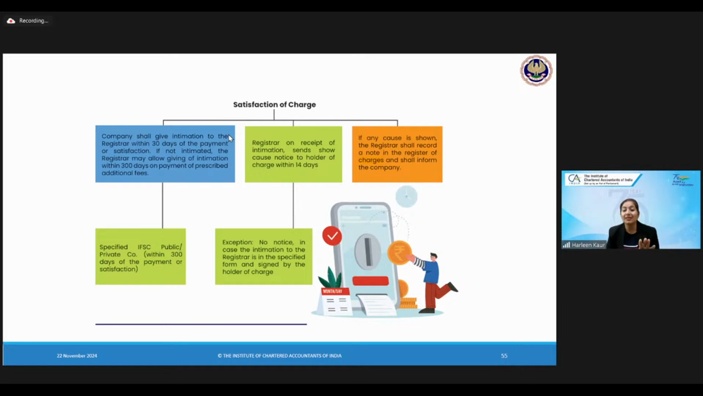So exception means no notice will be given in case the intimation that you're giving to the registrar is already signed by the charge holder. Means if the bank or the charge holder has also signed it, then the ROC will not give the show cause notice for 14 days to the bank. Very good. Bhumika, Swati, Om Krishnam, all of you, Rishabh Gupta, have been answering so nicely.